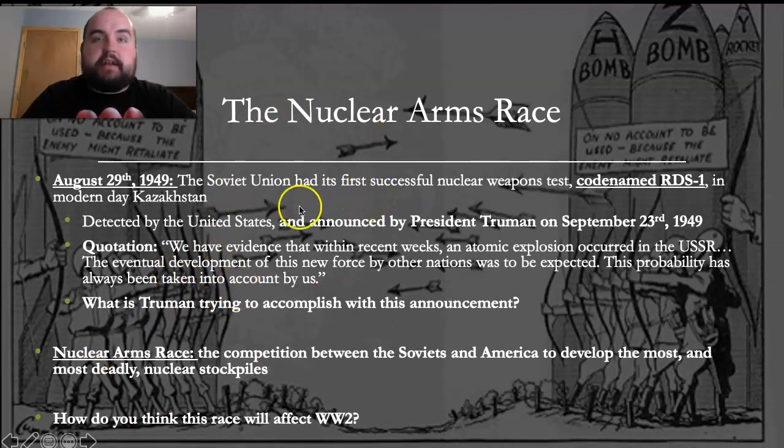So it's trying to convince people that this isn't actually that big of a deal, and the United States is still prepared to beat the Soviet Union in this arms race. Now, this nuclear arms race might be a bit self-explanatory, but just to clearly define it, this was the competition between the Soviets and America to develop the most and most deadly nuclear stockpiles, which led to this nuclear stalemate you can see here depicted in this political cartoon.